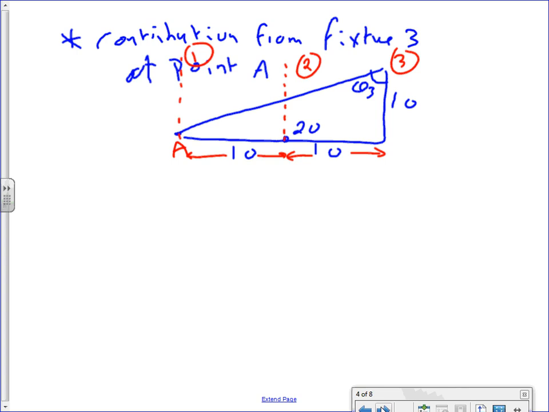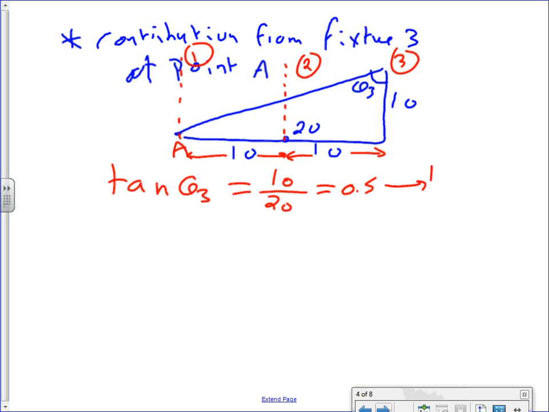So that's how the triangle looks, guys. Here's fixture 1, 2, 3. Here's point A, 10, 10. That'll give you 20, 10. So I need to go find my 10. So long story short, tan Q3 equals 10 over 20, which gives you 0.5.